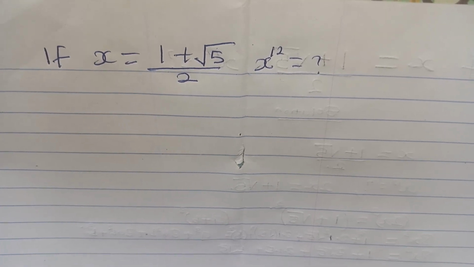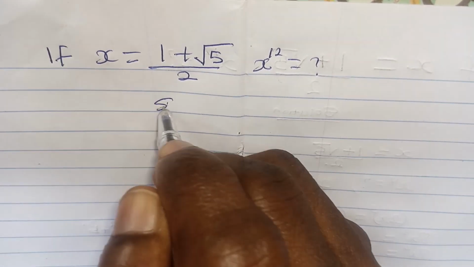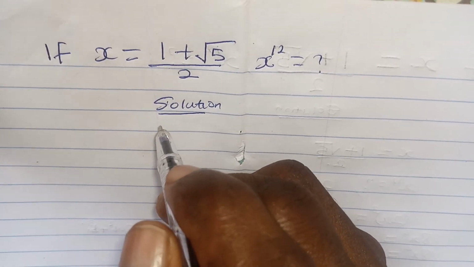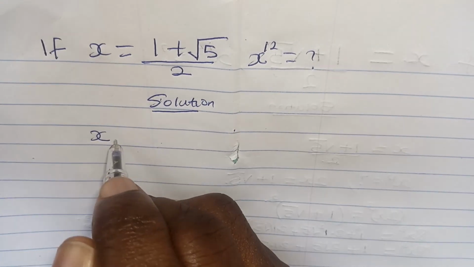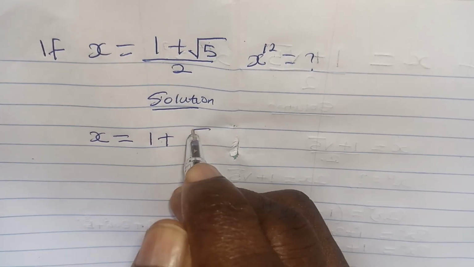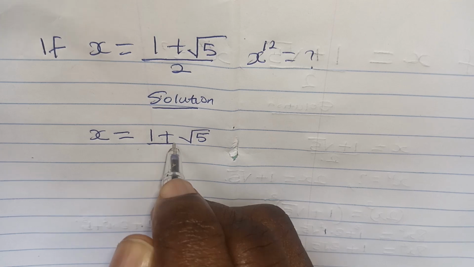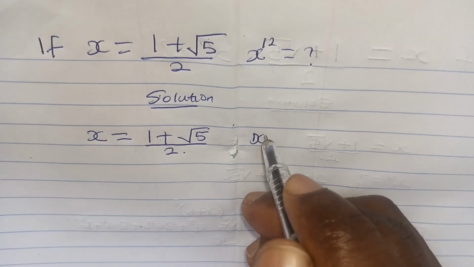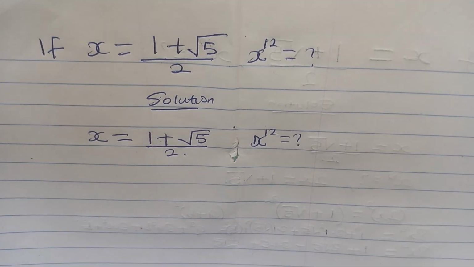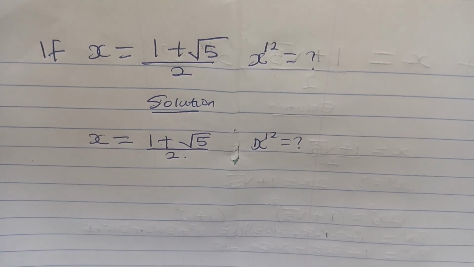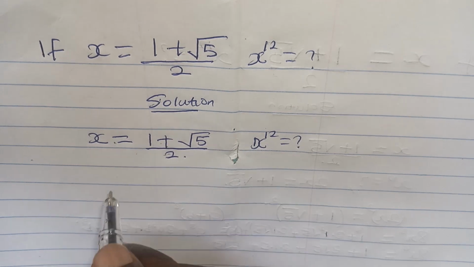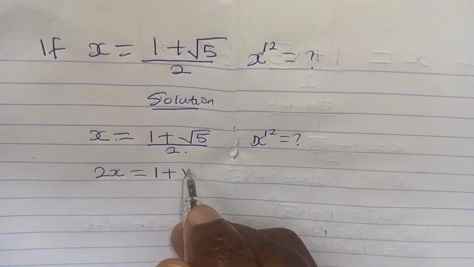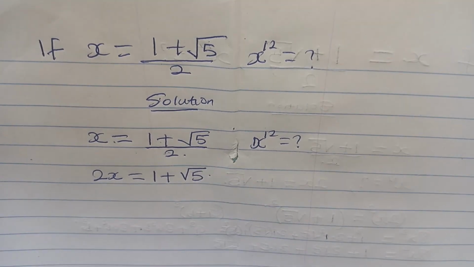So let's provide a solution to this. Write the question which says x equals (1 plus the root of 5) divided by 2. And recall, in our mind, we are interested in x to the power of 12. The first thing we are going to do is to cross multiply. If we do that, we have 2x equals 1 plus the root of 5.